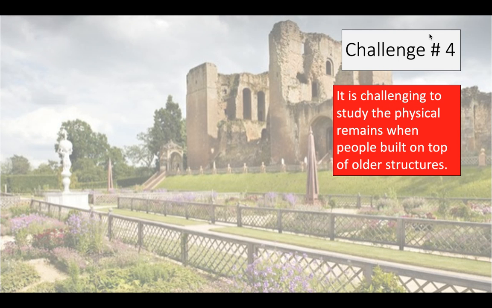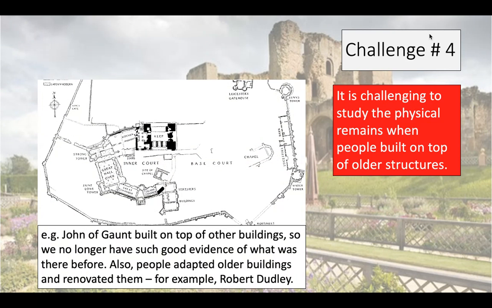Okay. Now, this is not specific just to Kenilworth, but Kenilworth is a really good example where it's challenging to study the physical remains when people built on top of older structures. So when we look at this example, we can see the map here. This shows us the buildings in the middle there that John of Gaunt built, but these were built on top of other buildings. So we no longer have such good evidence of what was there before.